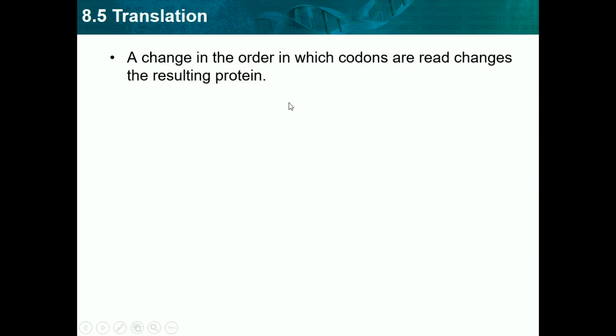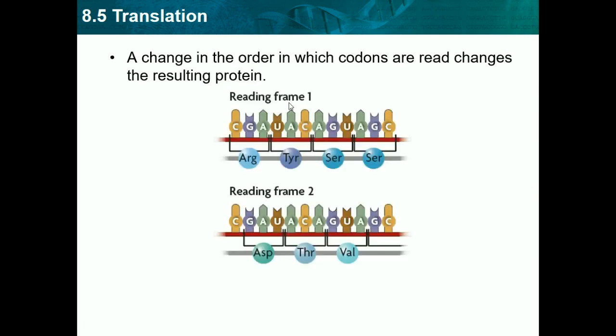So a change in the order in which codons are read changes the resulting protein. So here we have reading frame 1 and reading frame 2. And scientists use reading frames to pair up or separate out each set of codons. So in this first frame, we're going to start with CGA, and that's our first codon, and then we keep going from there. So these are the amino acids it codes for: ARG, TYR, SER, SER.